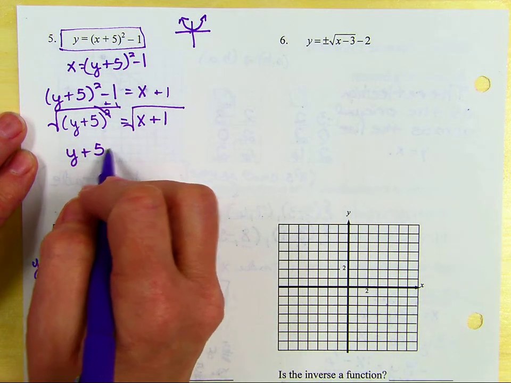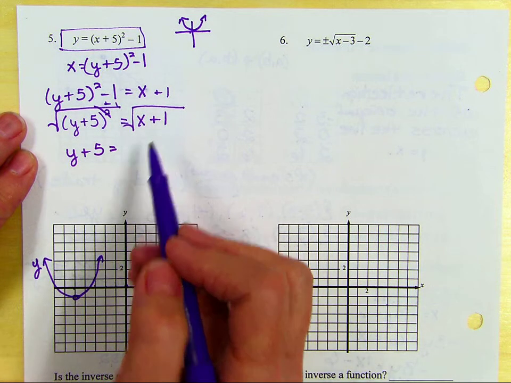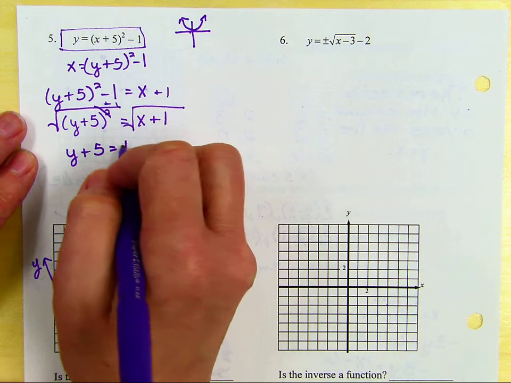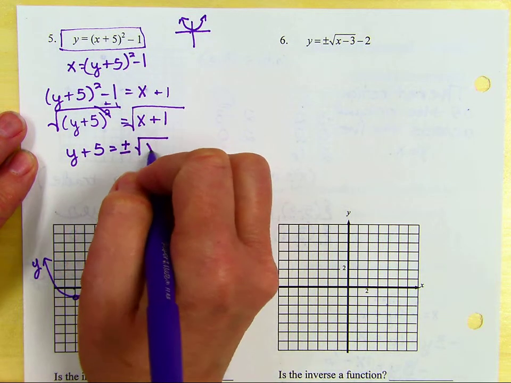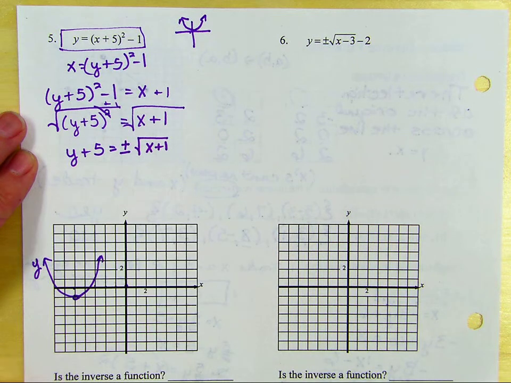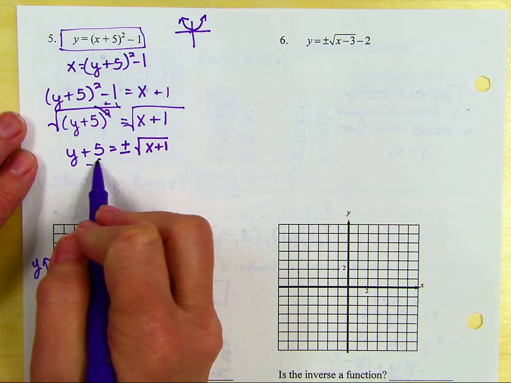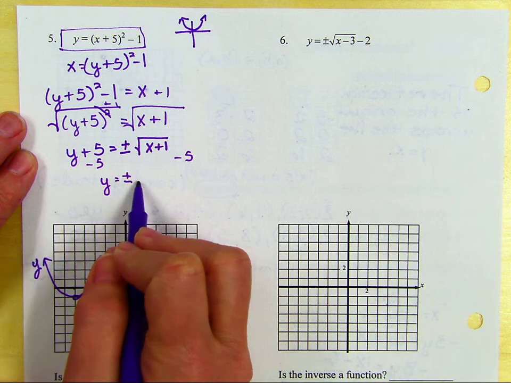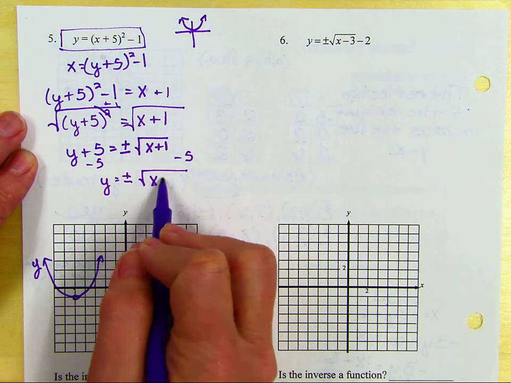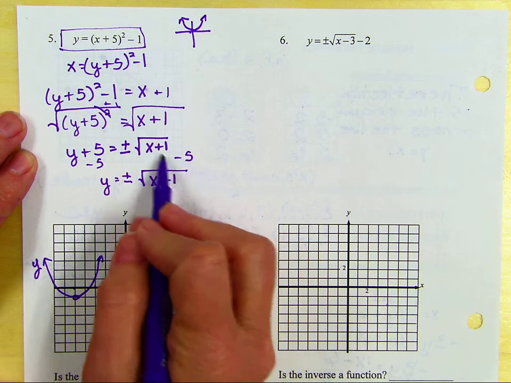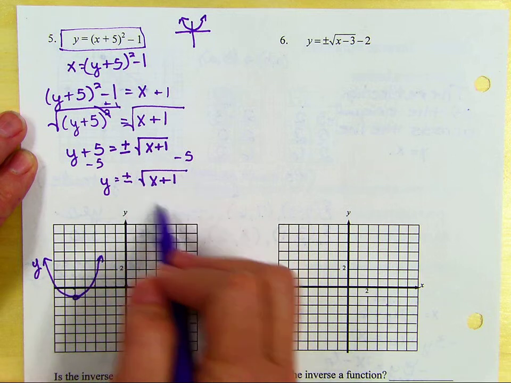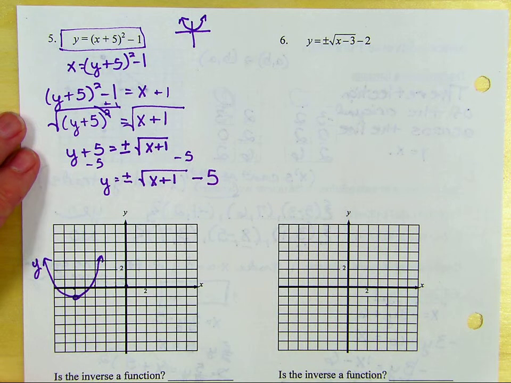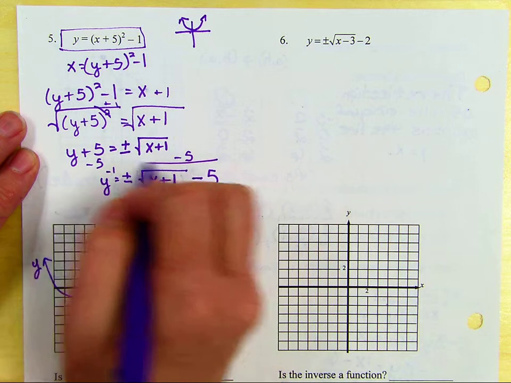What do I have to do when I square root in order to solve? I have to put plus or minus in the front. Subtract 5 from both sides. We've got y equals plus or minus the square root of x plus 1. I can't do this 5 inside because that's inside the radical. Minus 5 at the end. This is my inverse function.